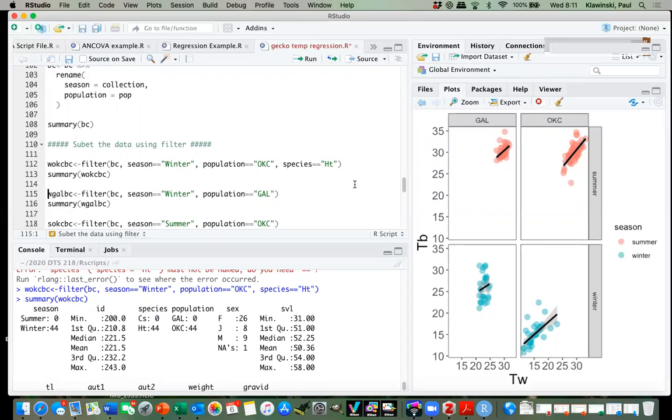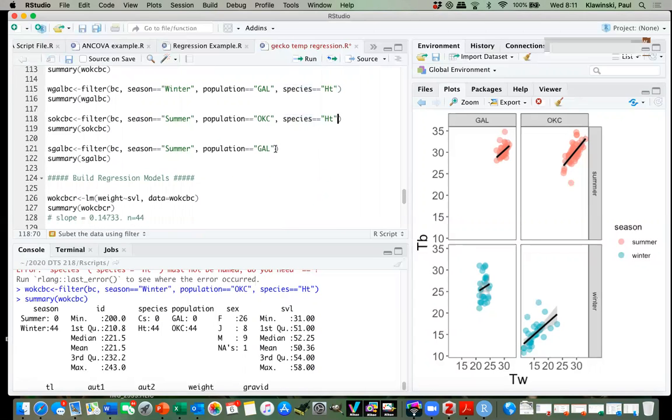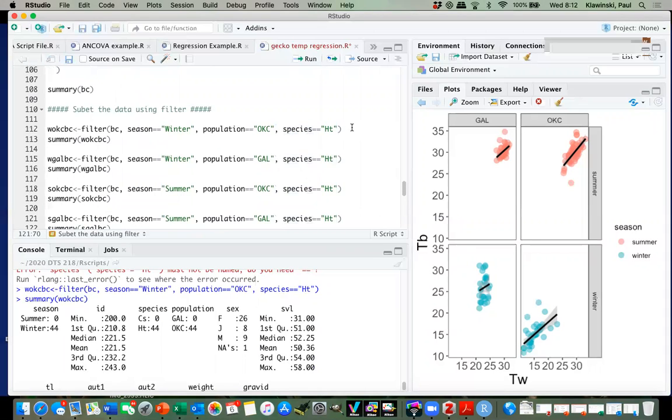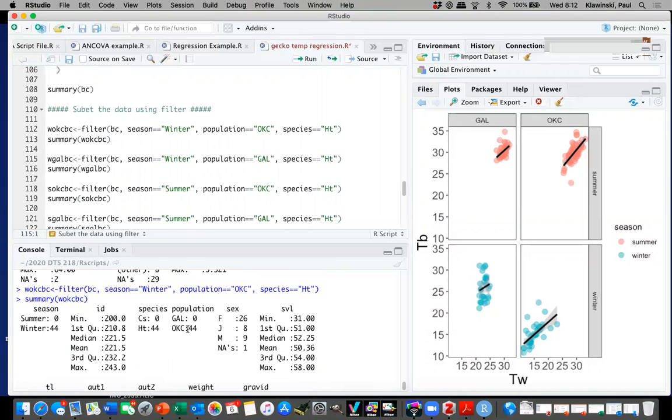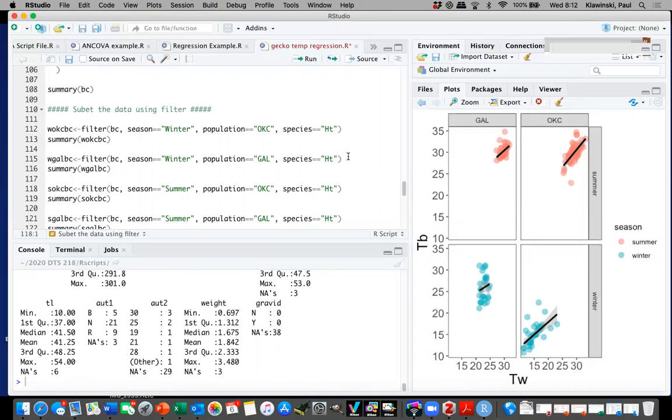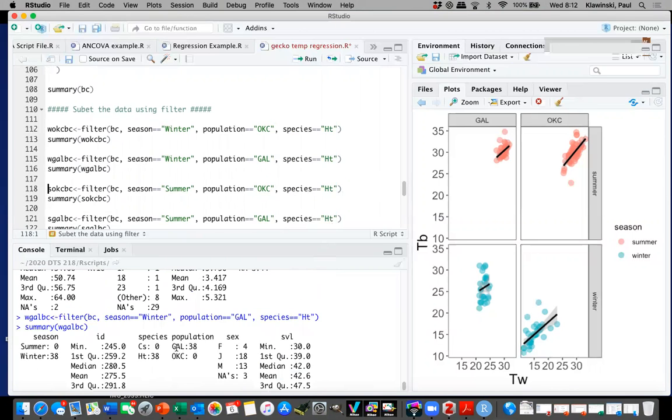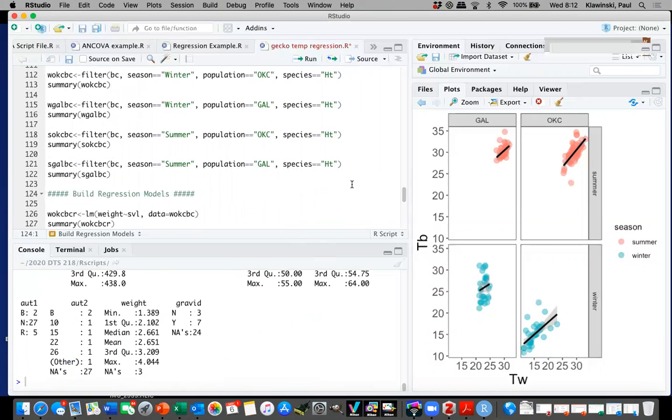So what I needed to do to this filtering is add Hemidactylus turcicus to it. So I need to add this little thing to each of these because I forgot that there were two species in this data set. And once I've done that, you can see that it has just Winter, Oklahoma City, and just Hemidactylus turcicus. Winter, Galveston, and just Hemidactylus turcicus, and so on.